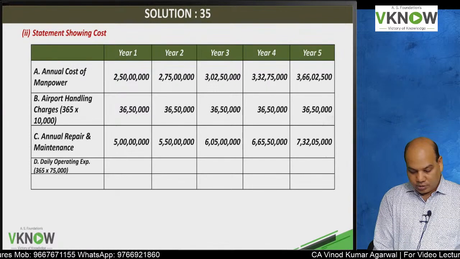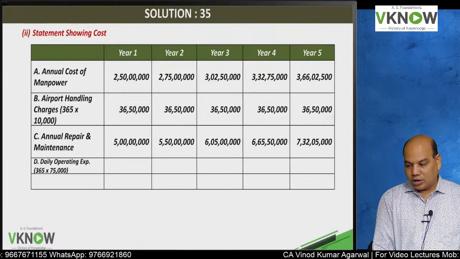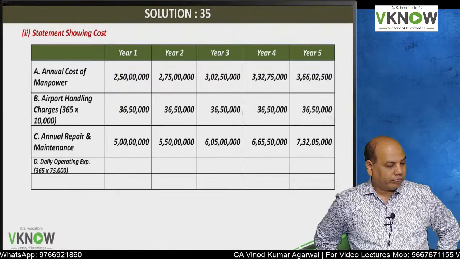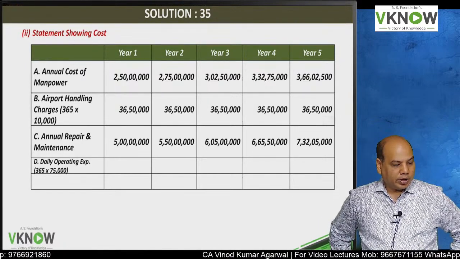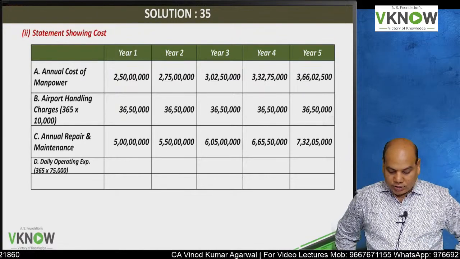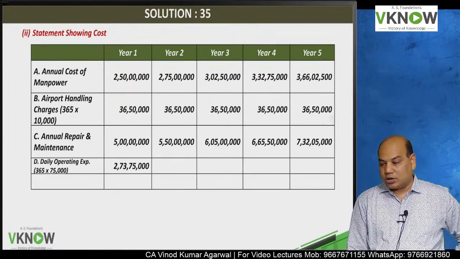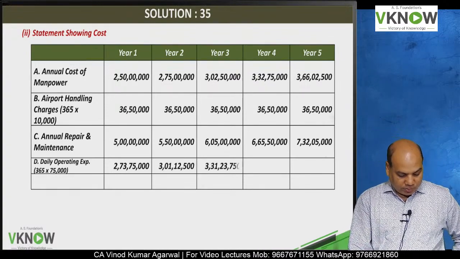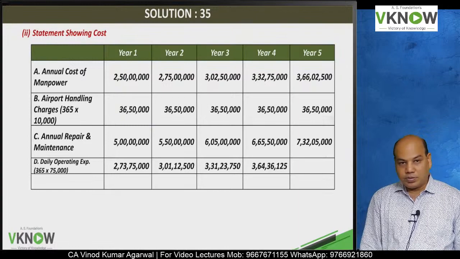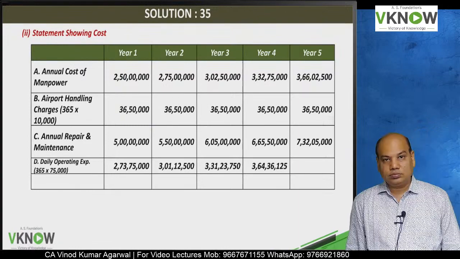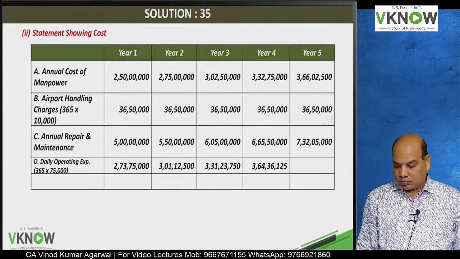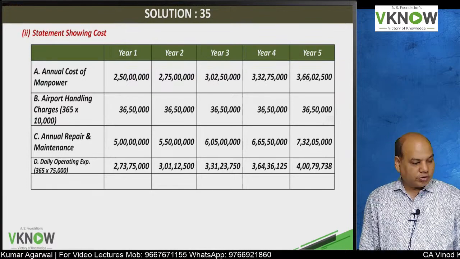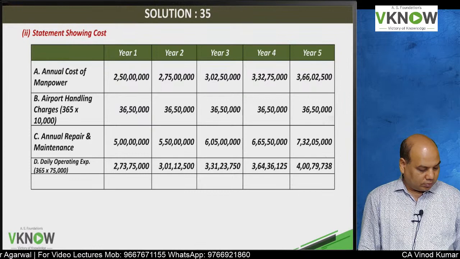Point number D, daily operating expense. Daily operating expense will be 75,000 into 365, 2,73,75,000, plus 10%, plus 10%, plus 10%, plus 10%. Check the answer. Is it correct? Just inform me, is it correct?